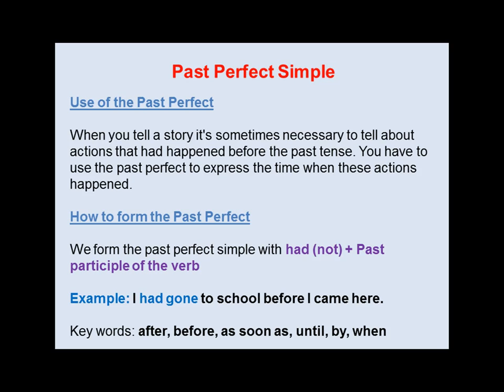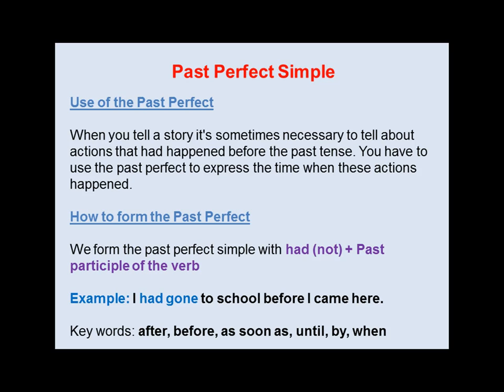So what is the past perfect simple? When you tell a story, it's sometimes necessary to tell about actions that had happened before the past tense. You have to use the past perfect to express the time when these actions happened. To summarize, in other words, we say that the past perfect is an action that happened before another one in the past.